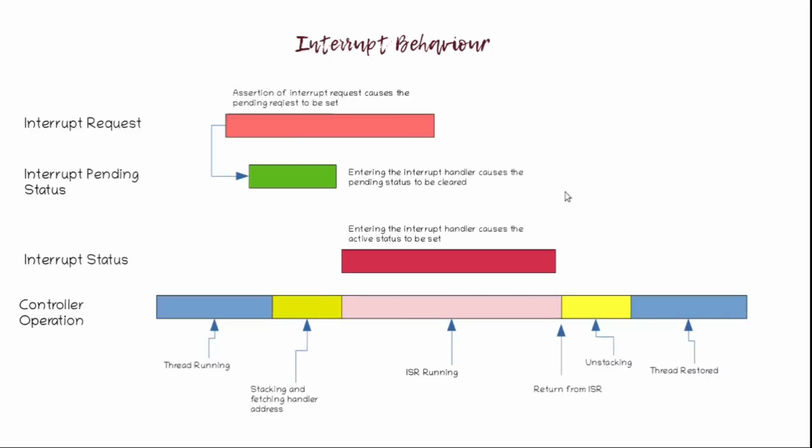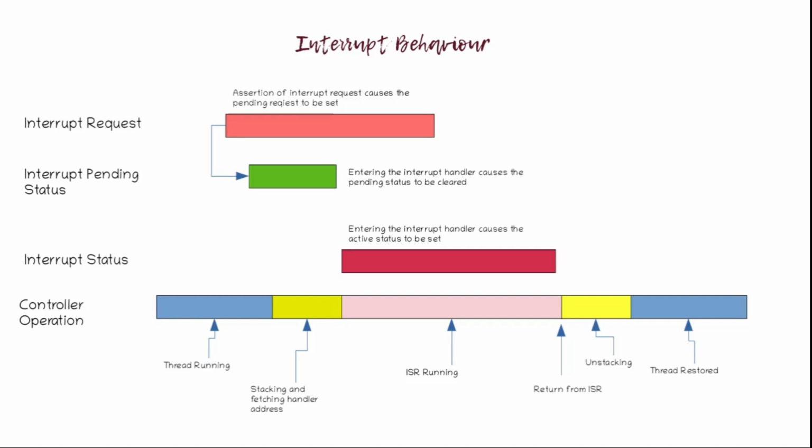Now here is a representation of how Cortex M4 handles a simple interrupt. There could be more complex scenarios, but let us try and understand how a simple interrupt scenario is handled before we move on to other parts of the interrupt architecture in Cortex M4.